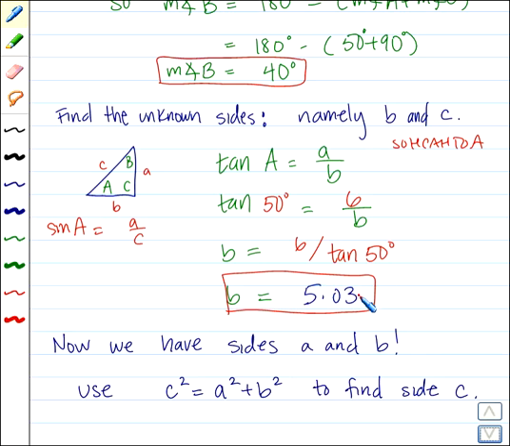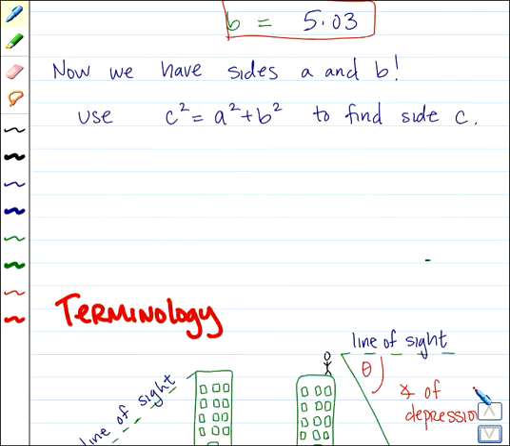Now that we have that, we can use the Pythagorean theorem, c squared equaling a squared plus b squared, to find side C. Knowing that A is 6 units long, and knowing that B we just computed to be 5.03 units long, how would you find side C using the Pythagorean theorem?